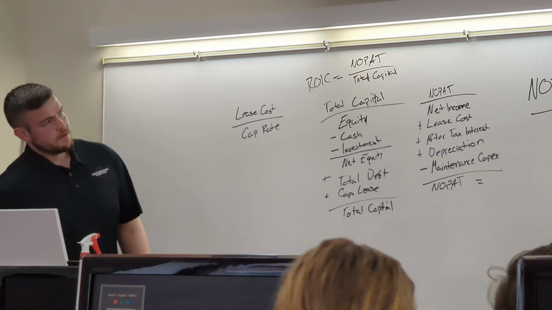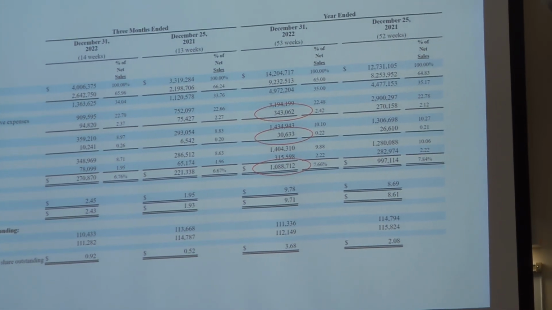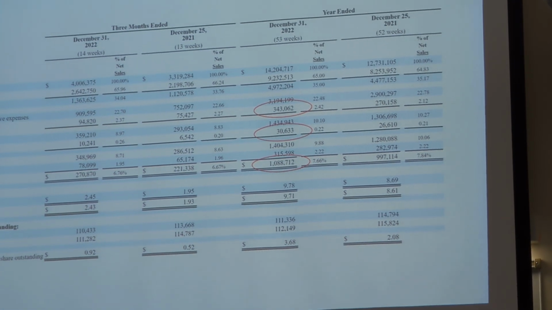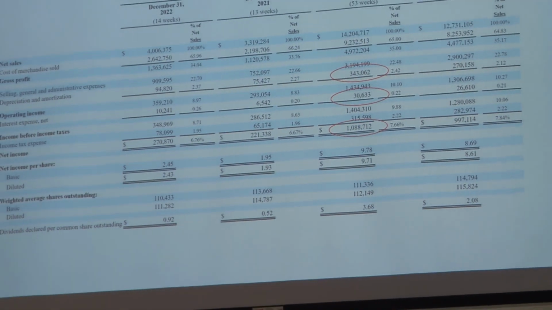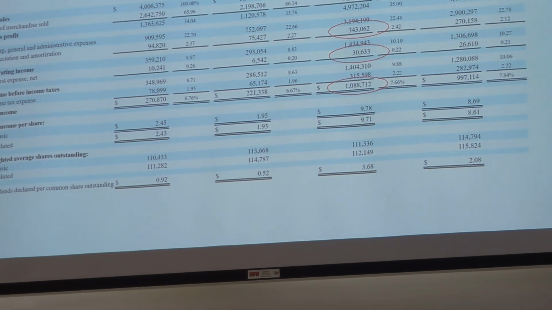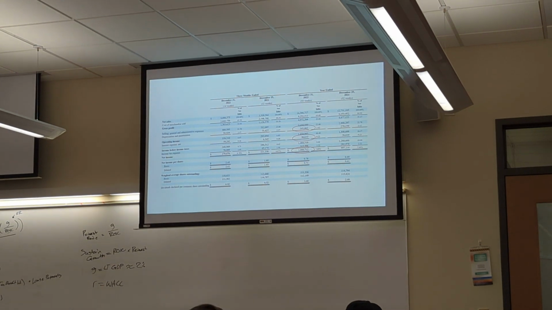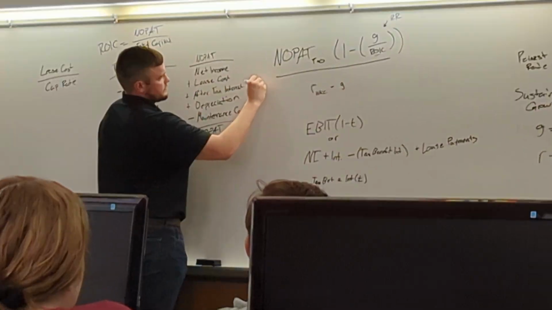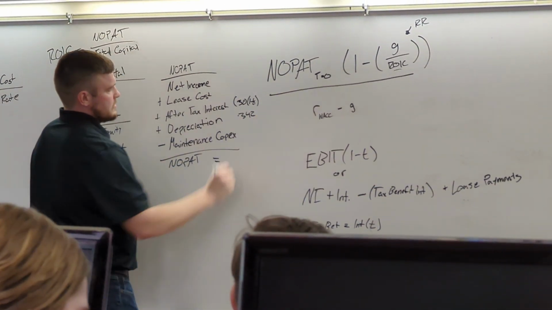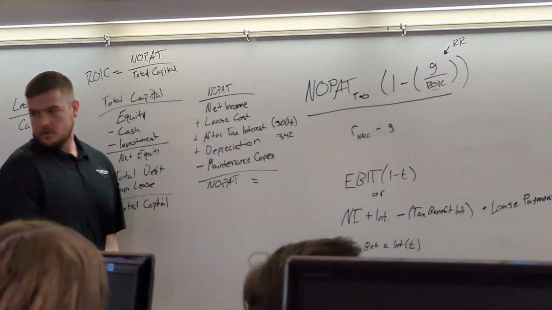I just pulled up a few examples for Tractor Supply here. This is the income statement, so we have our depreciation at 342 million. We have our interest expense at 30 million, and we'll make sure we do that after taxes to give us the value of that tax shield. And then we have our net income at 1.8 million.